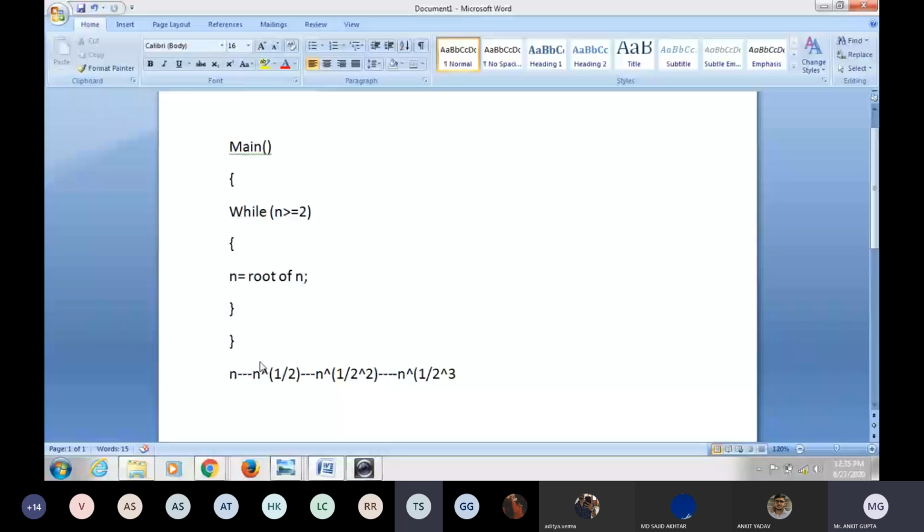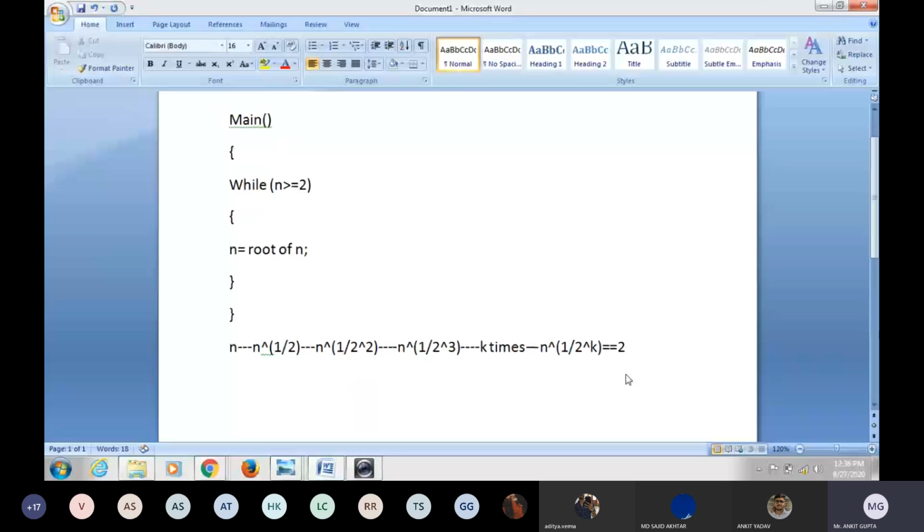So I will go to k times. Fine. So what should I get? N raised to the power, what should I write? 2 raised to the power k, k times. Okay. That is equal to what, the condition? Condition is 2. So that is equal to 2. Did you get this?